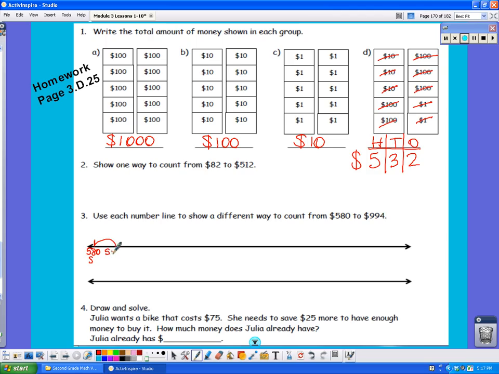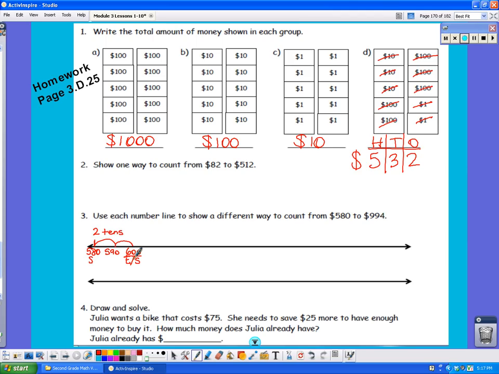580, 590, 600. I'm going to stop here because I can bundle. I can change my way. I found a new benchmark number. I can start counting by hundreds now. But let's mark how many tens we counted by. We counted by 1, 2 tens.